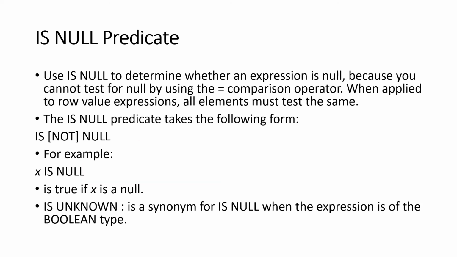Next is the null predicate. Basically, we check whether some column is null or is not null. So this result will also give you true or false.